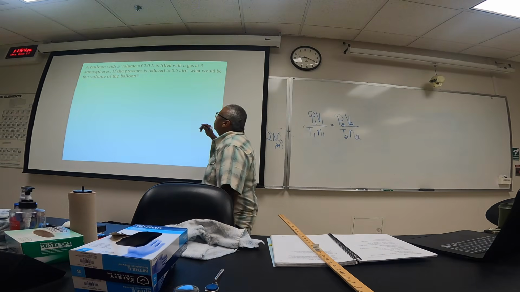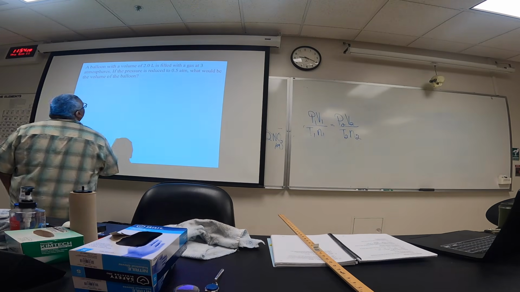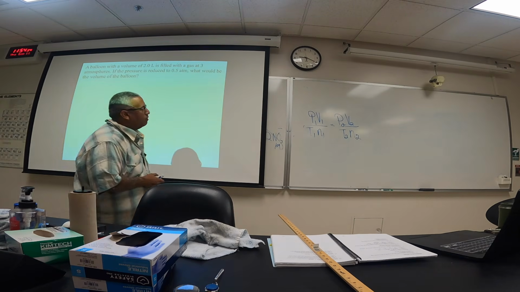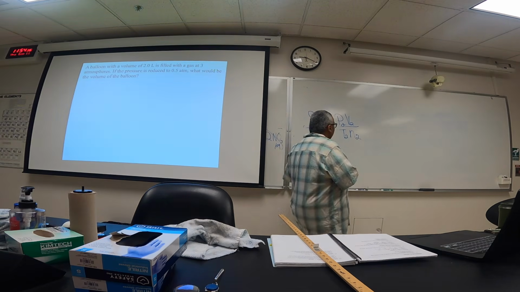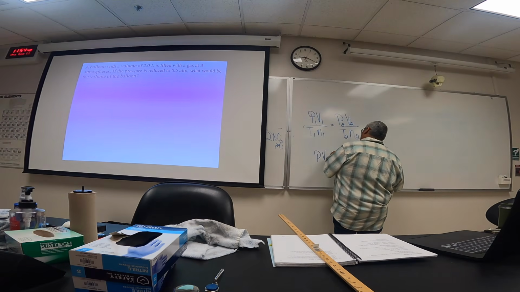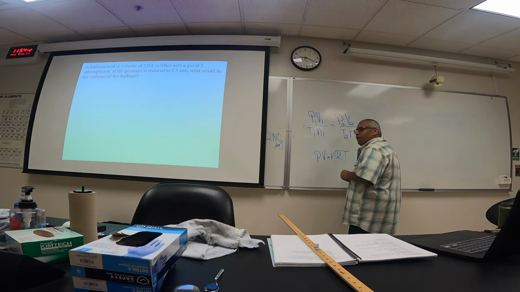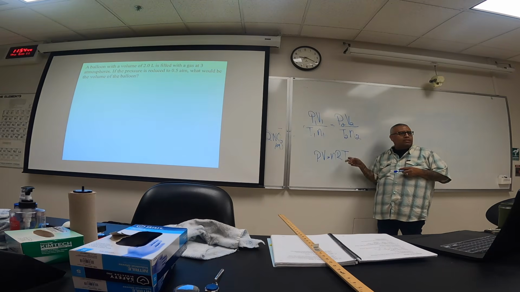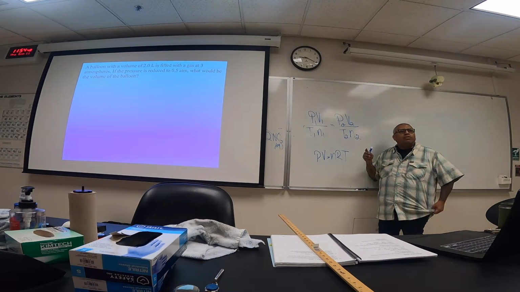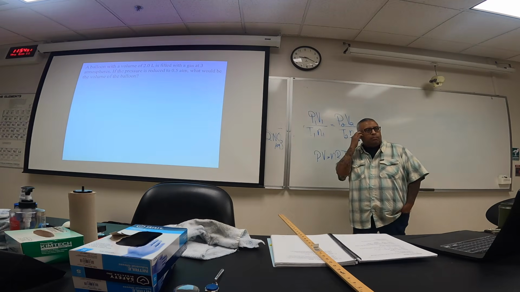So if we take a look at some of these here, it says a balloon with a volume of 2 liters is filled with the gas at 3 atmospheres. If the pressure is reduced to 0.5 atmospheres, what would be the final volume of the balloon? How do you know whether to use this or this? Right? You're looking for keywords here.